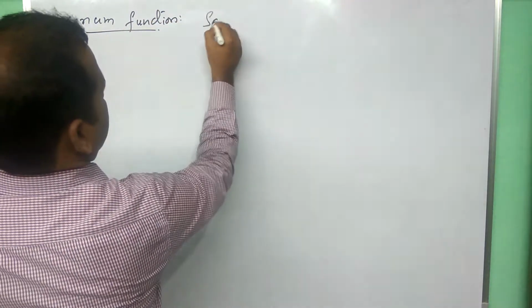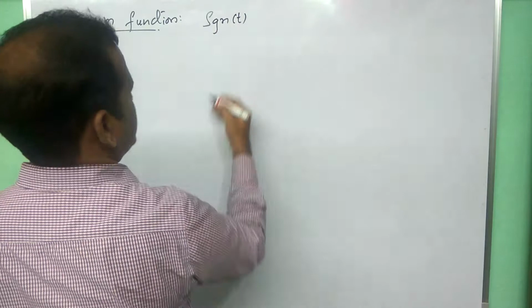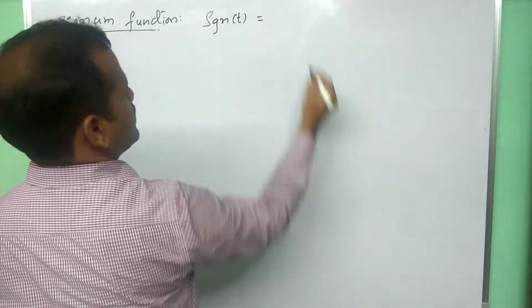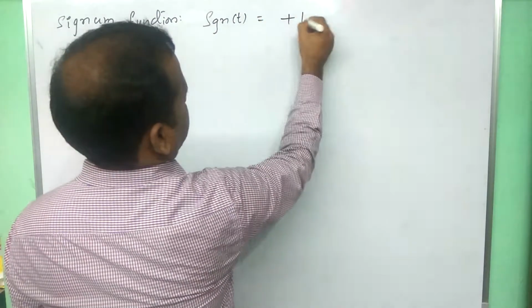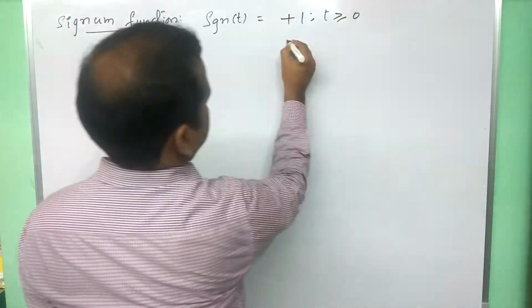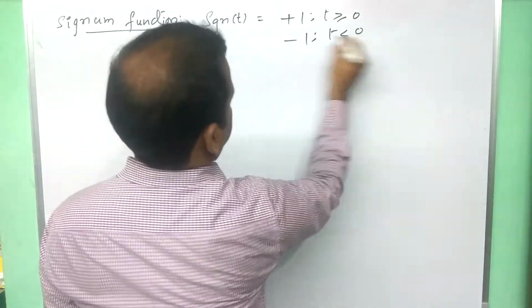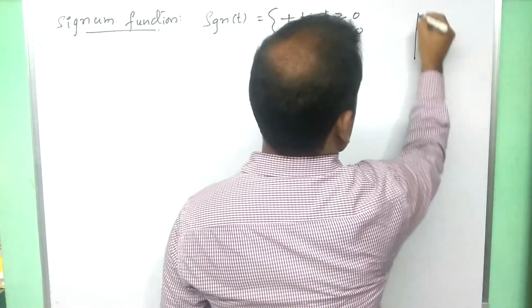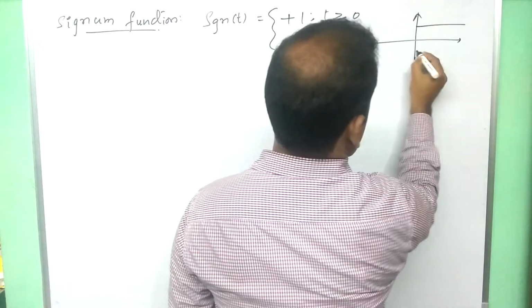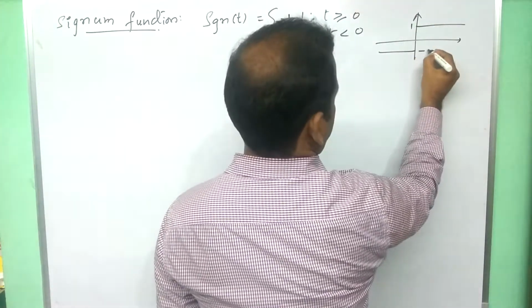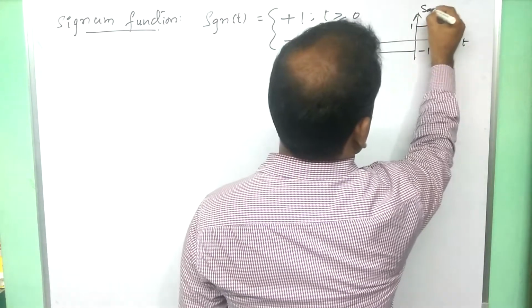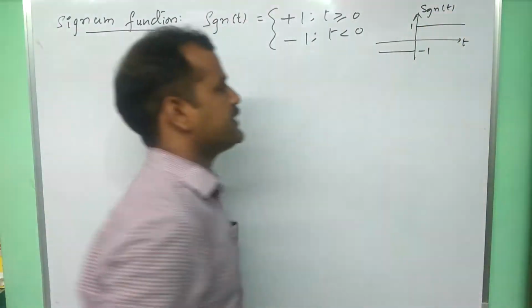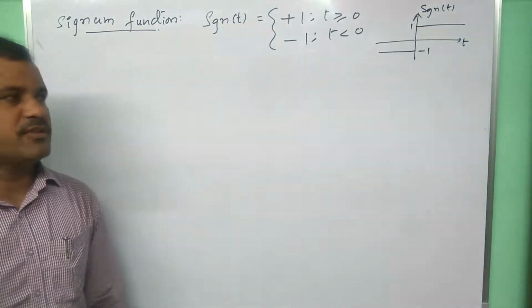Signum function is represented with the symbol Sgn of t, and it is defined as plus 1 on the right hand side, minus 1 on the left hand side. Graphically, this is the plot. Right hand side plus 1, left hand side minus 1. This is the signum function plot. Fine. Let us find the Fourier transform of this one.